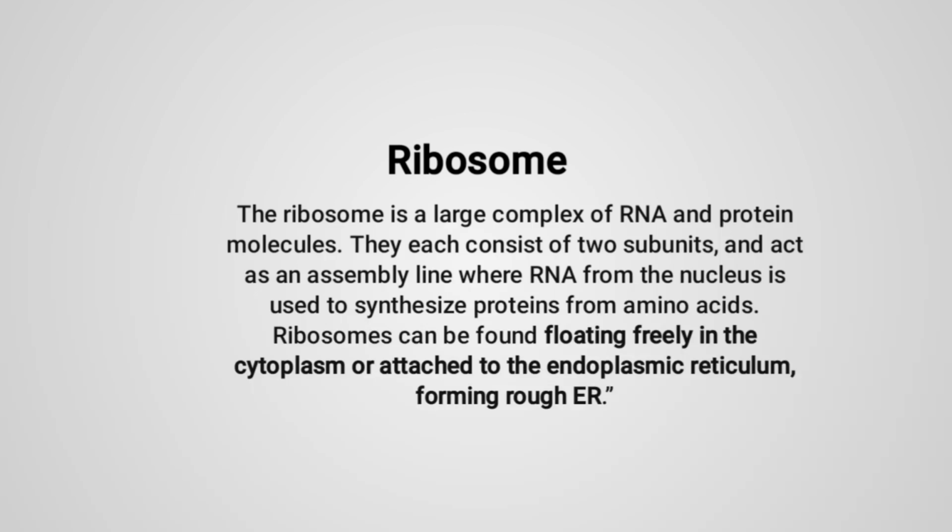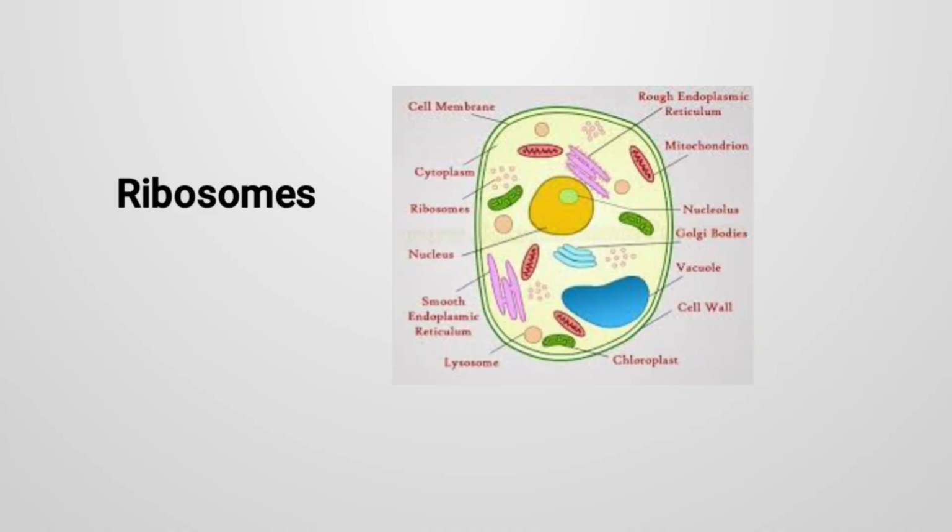So ribosomes is next. The ribosome is a large complex of RNA and protein molecules. They each consist of two subunits and act as an assembly line where RNA from the nucleus is used to synthesize proteins from amino acids. Ribosomes can be found floating freely in the cytoplasm or attached to the endoplasmic reticulum, forming rough endoplasmic reticulum. So ribosomes are considered a factory for making proteins.